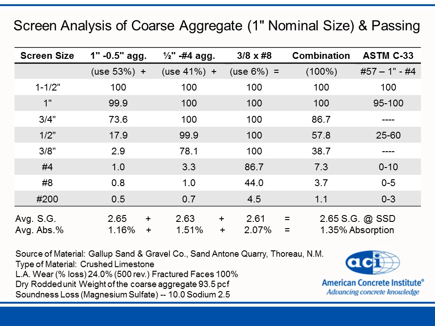Again, we had the average specific gravity of all the material, the average absorption, where the material came from, the quarry location, what type of material it was, what the LA wear was, the fractured faces, the rodded unit weight, again the soundness loss being the magnesium and sodium soundness losses.